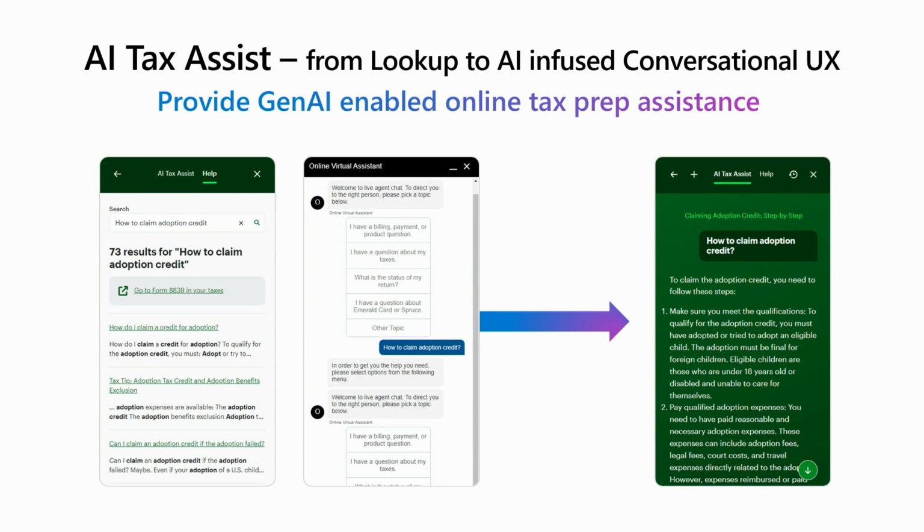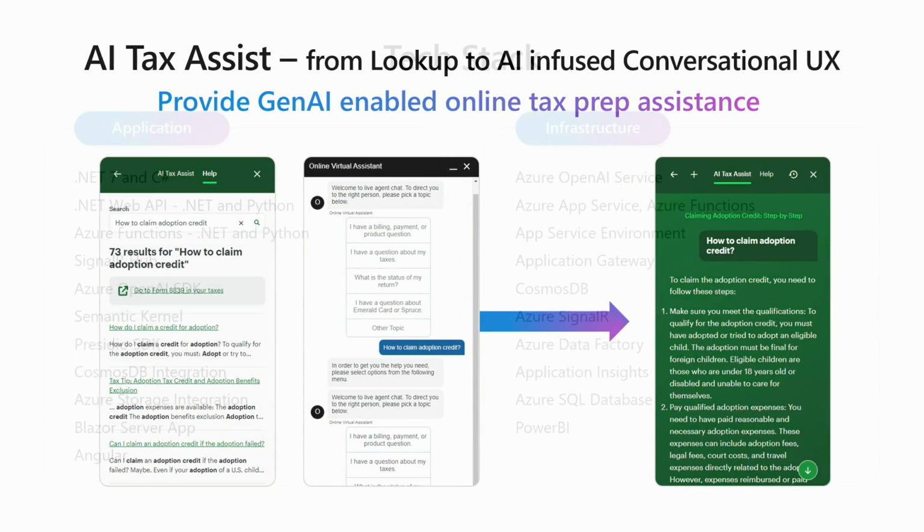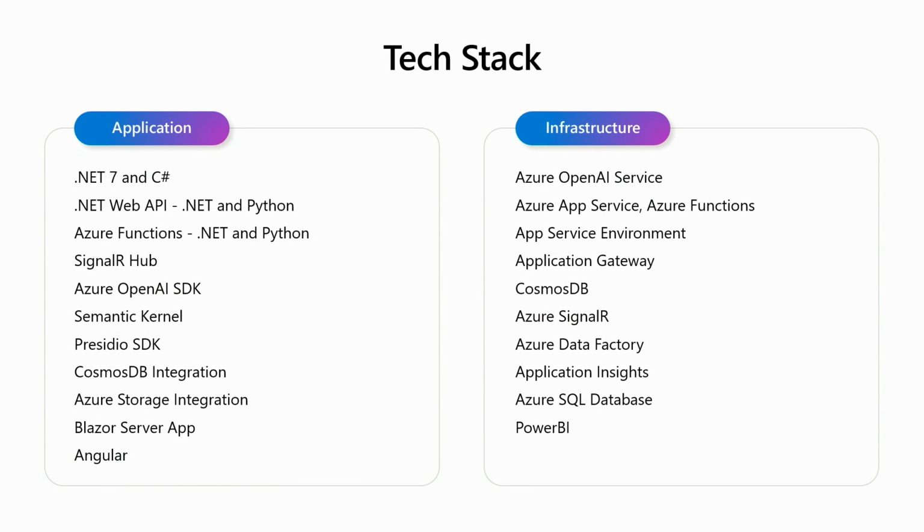So this is pretty simple, right? Like there's not a lot going on there, but the goal was to figure out how to build these kinds of apps. And one of the things that we did is to start with our tech stack. So the application is built using .NET 7 and C#, and all these things, right? We use Azure Functions, SignalR Hub, OpenAI SDK, obviously. We use the Presidio SDK for PII anonymization. Again, a fantastic library to use.